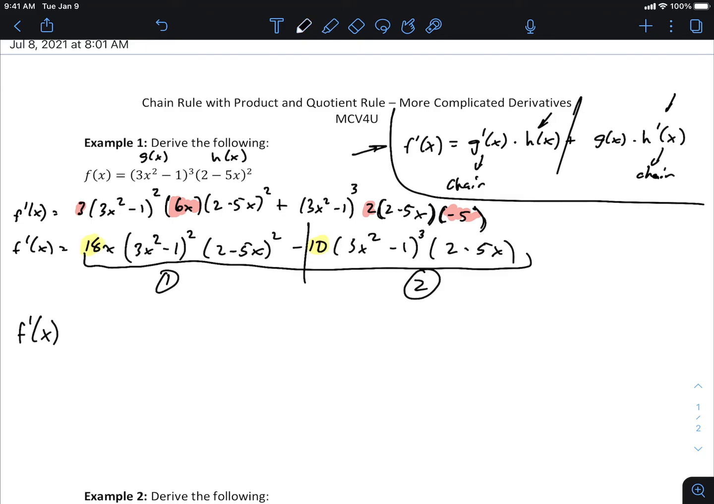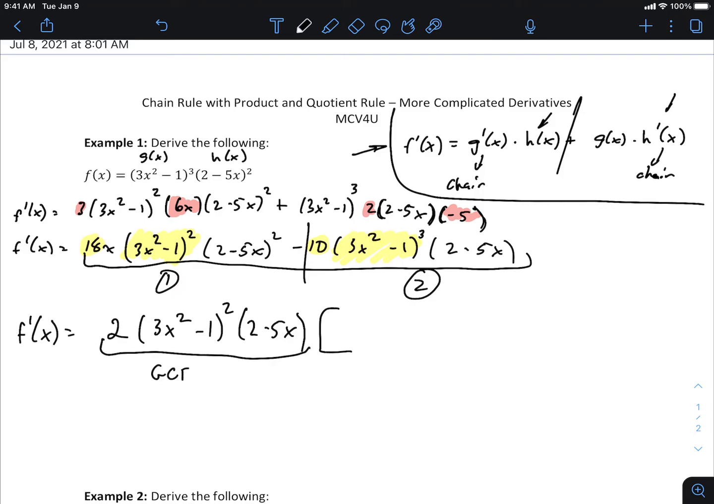So f prime of x is equal to 2. I'm going to take a factor of 2 out from the numbers. And then, just by looking at this, it looks like I can remove 2 3x squared minus 1s, right? So I can say, okay, well, 2 times 3x squared minus 1 squared. And then it looks like, oh, I can take a 2 minus 5x out as well. Now you tell me what's left. You know, this is what you would call from grade 10 your greatest common factor, right? So now you tell me what's left on the inside of this square bracket.